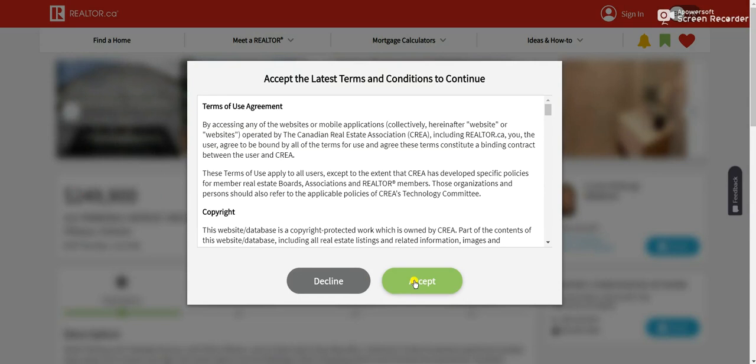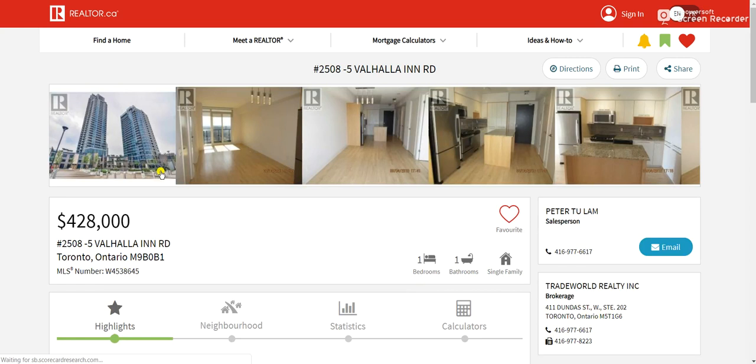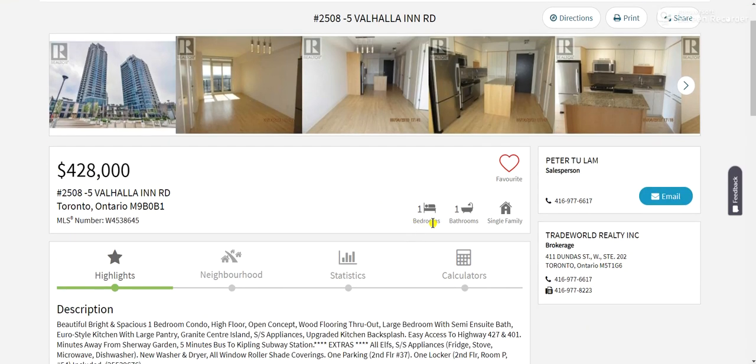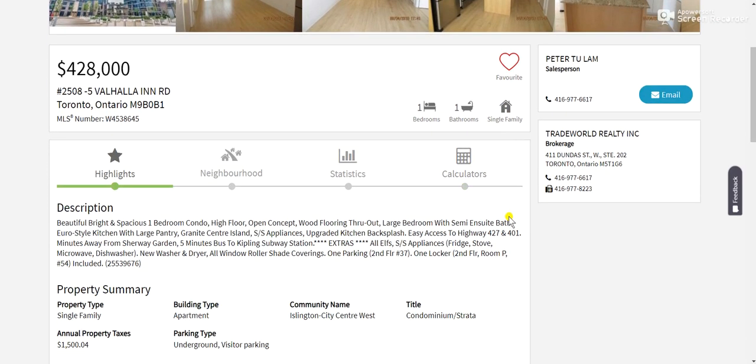And we do have to accept the terms and conditions, or else we don't get to play. So here we go. $428,000, 2805, number 5 Valhalla Inn Road. Excellent. Let's see what we got here. We've got a bedroom, a bathroom. It's a single family residence. Perfect. Sounds good so far.